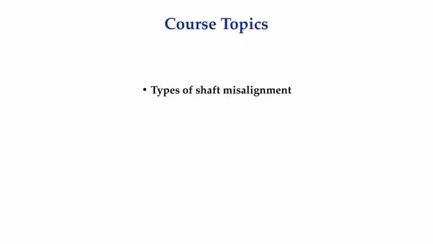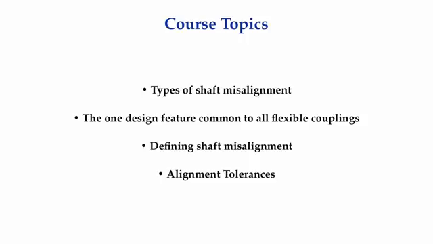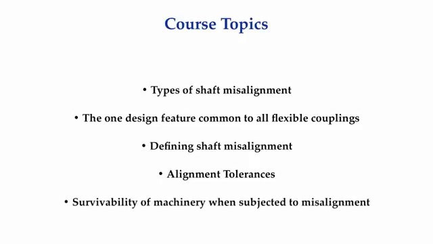The major topics that will be covered include the standard terms used to describe a misalignment condition, the one common design feature inherent in every flexible coupling, defining what shaft misalignment is, what are acceptable amounts of misalignment and what tolerances you should try to attain, and some statistical information on what the estimated time to failure of machinery might be when subjected to operate in a moderate to severe misalignment condition.